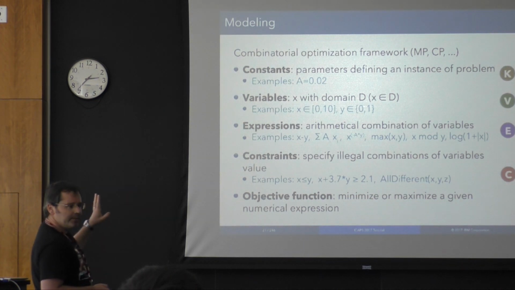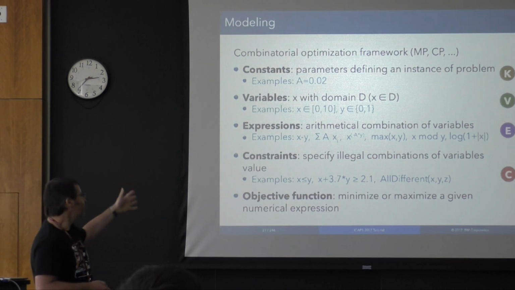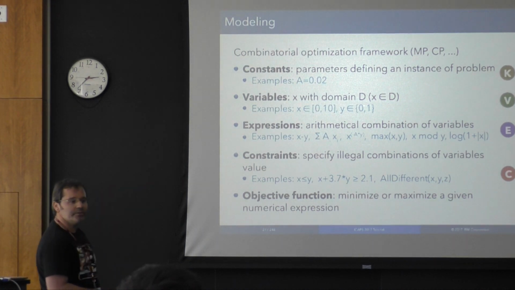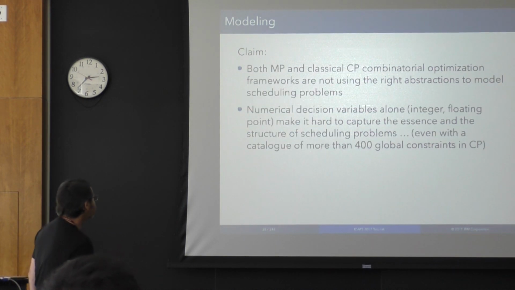What we do in CP Optimizer, we keep this general framework, of course, but we will add new types of variables, new types of expressions, and new types of constraints. This is all, if you want to summarize.